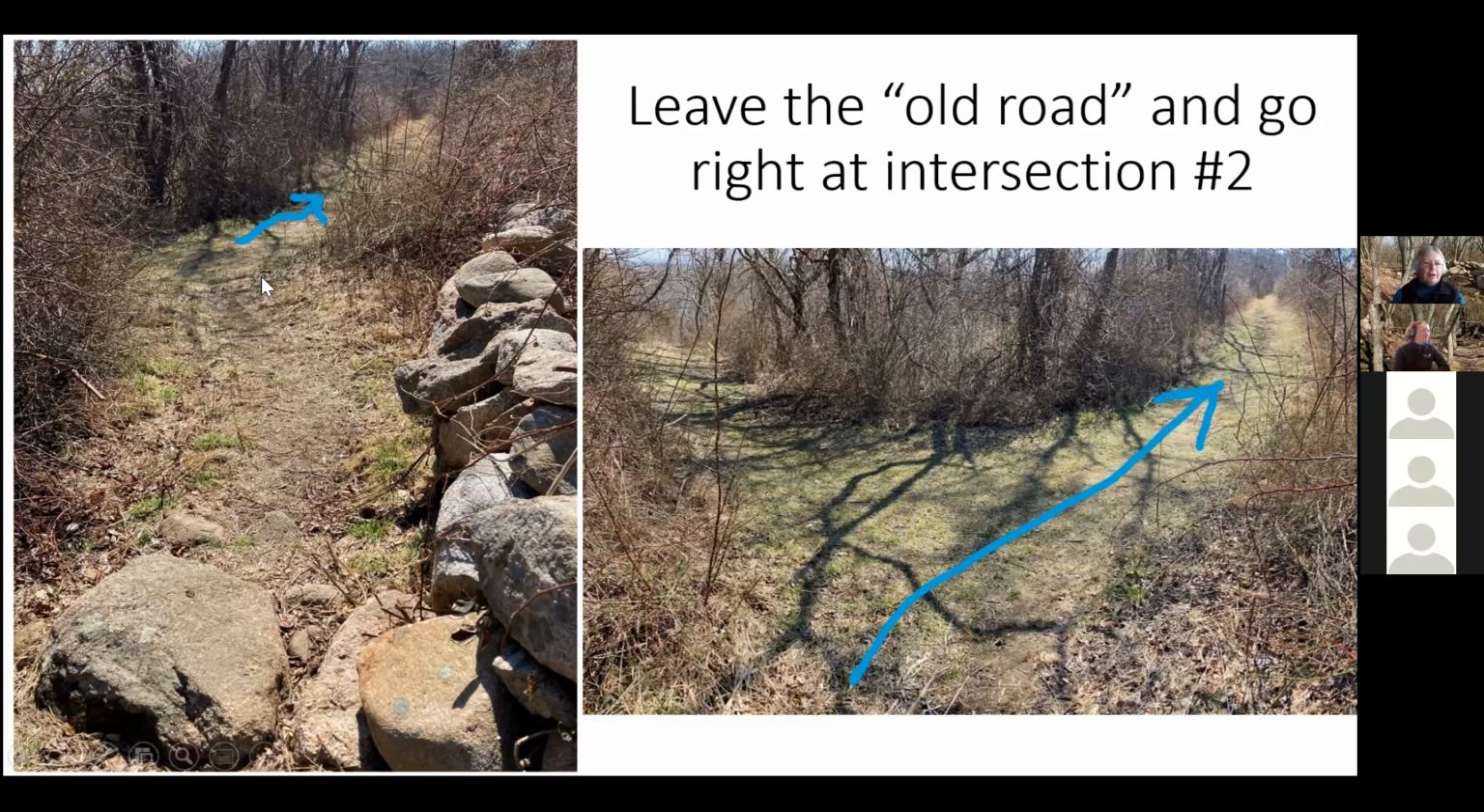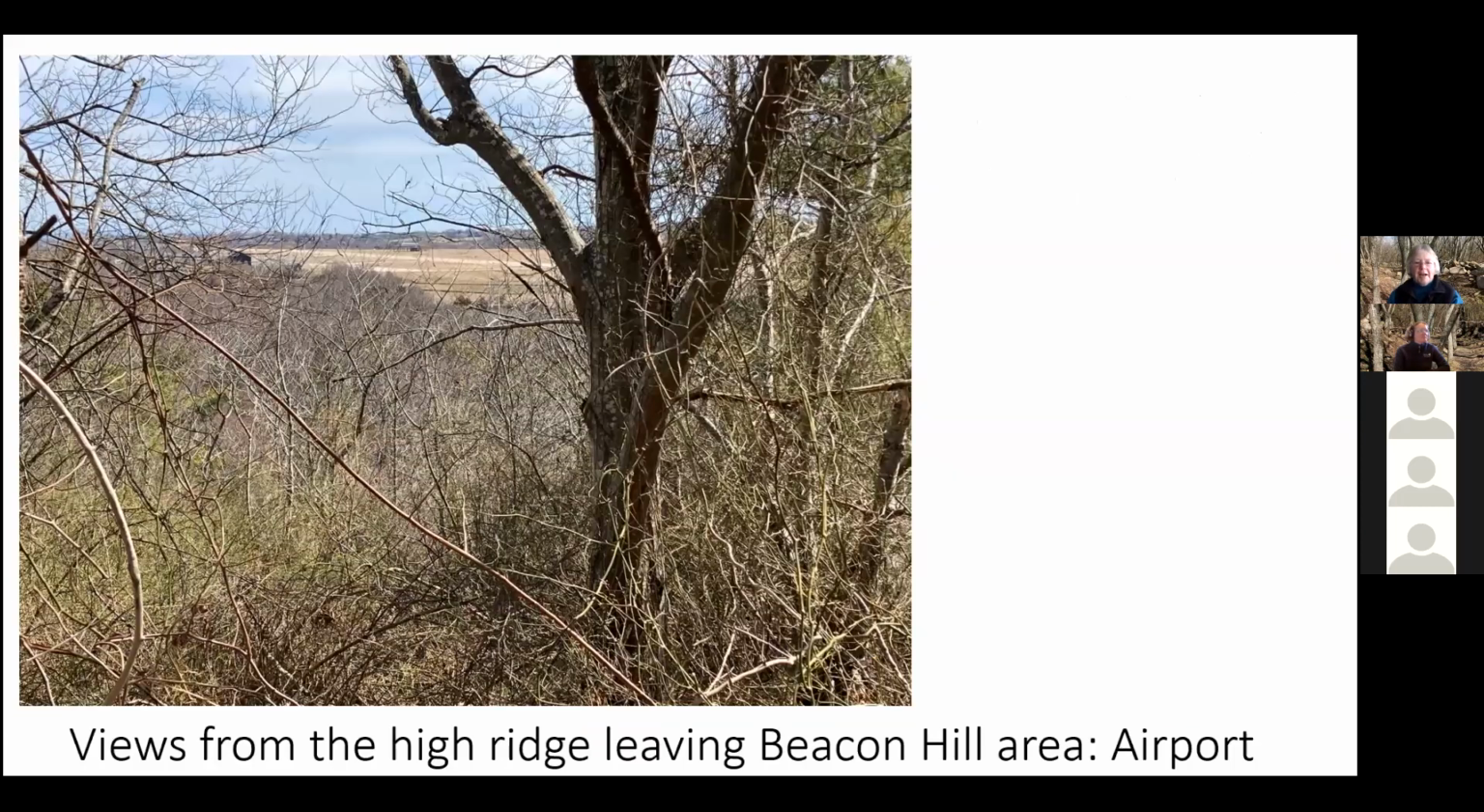So this is the way we're going. You come through the walk and you head this way, and then you'll get to intersection number 2. And again, we're going to choose to go right. But keep this photo in mind. Not too long, you can tell you're up on a high ridge because you start getting little glimpses of the view. And we're looking down onto the airport runway.